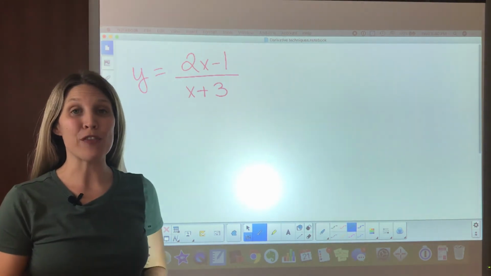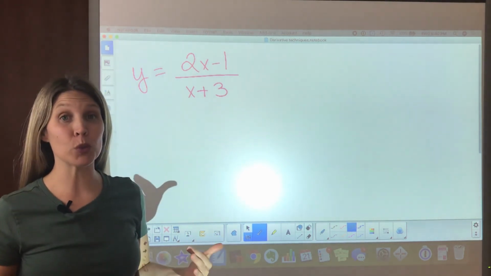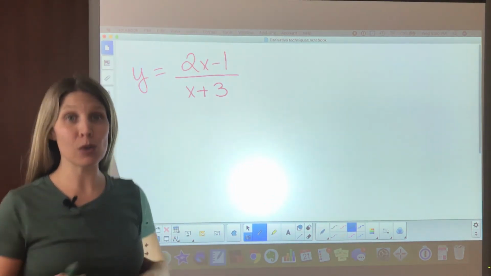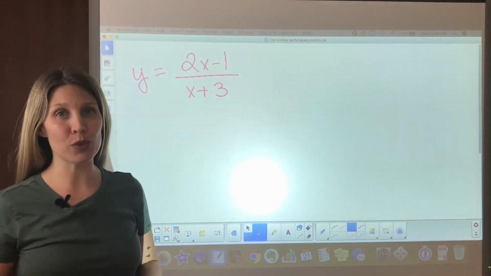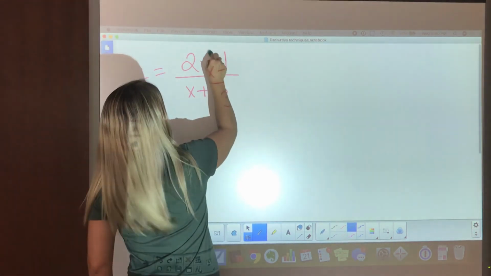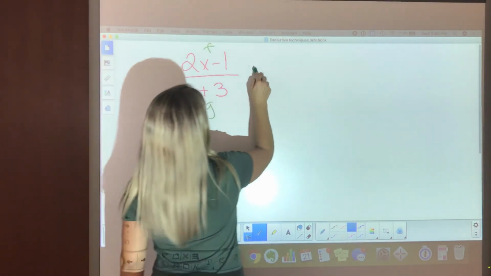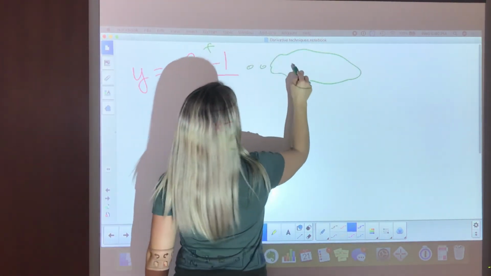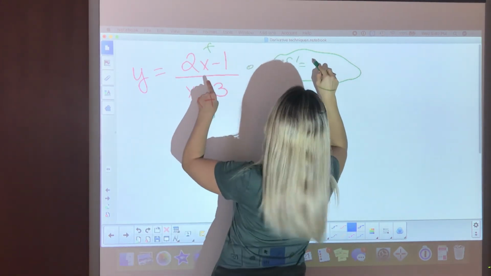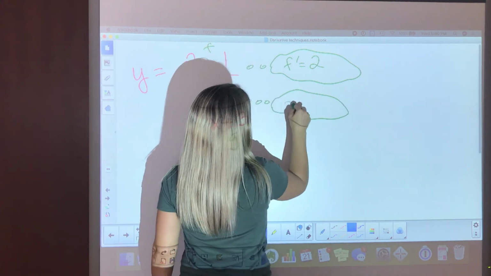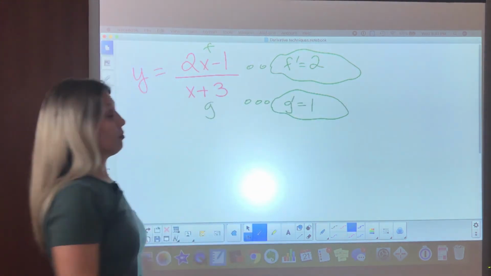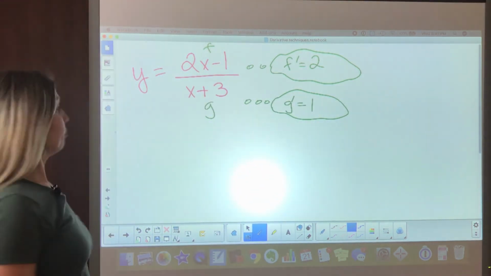We have a fraction, which means we have our favorite rule, low-d high minus high-d low all over low-low. Are you ready? I'm going to identify f and g and their derivatives first. So here's my f piece, here's my g piece. I'm going to do their derivatives. F prime is just going to be 2. And g prime is going to be 1. They're making our lives real easy.